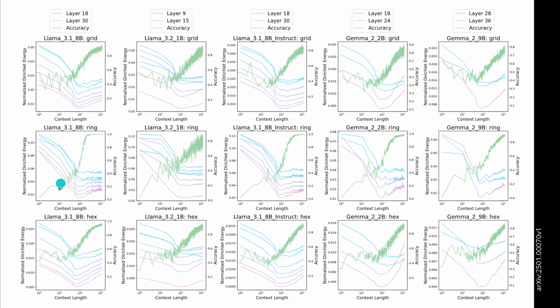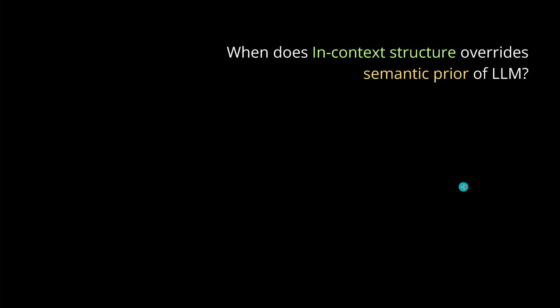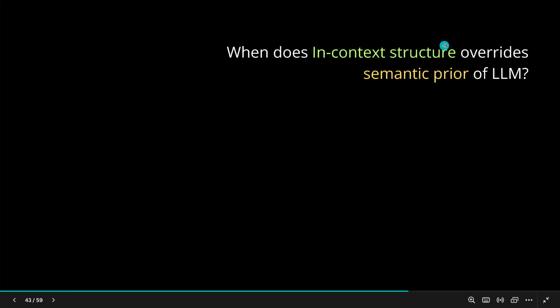And if we are somewhere left here, you don't expect ICL to work at all. You can calculate this for each and every model. See maybe my next video. But let's come back to the main question. If you want to take away something simple: when does the in-context structure, the structures we provide with ICL, really override the semantic prior of our LLM?